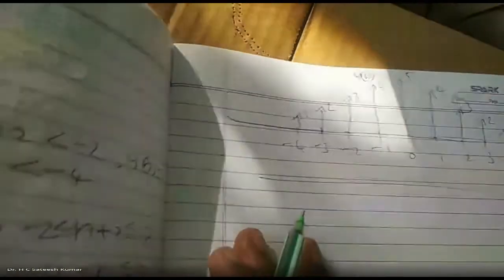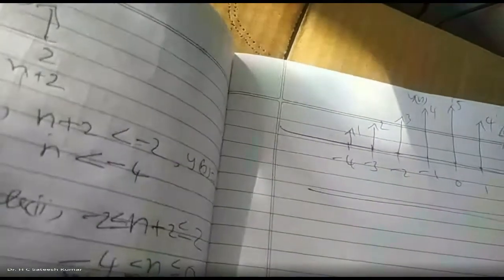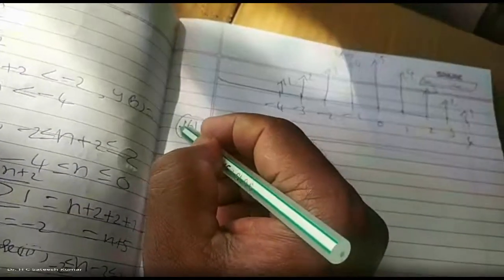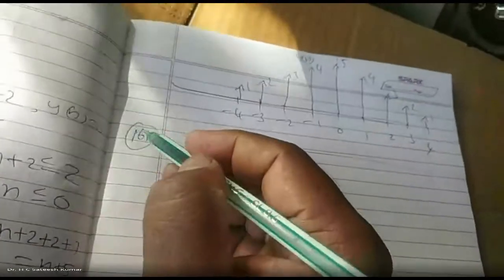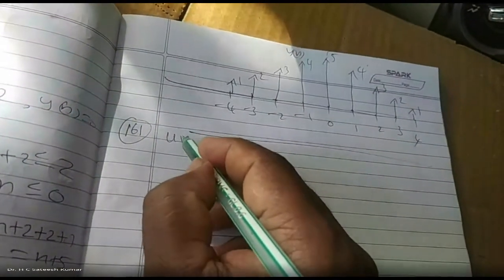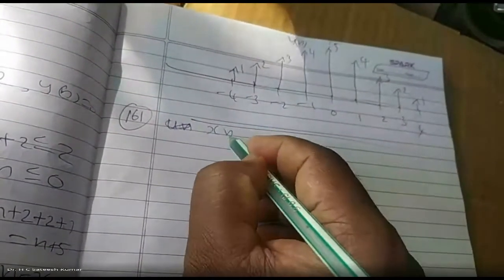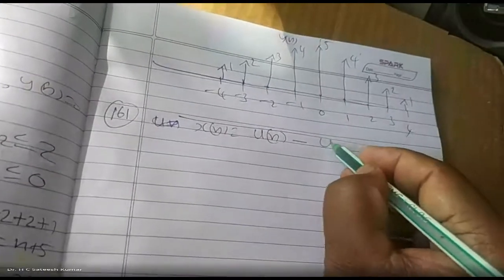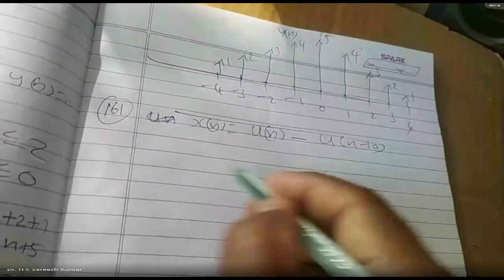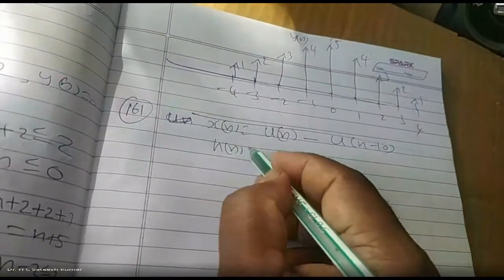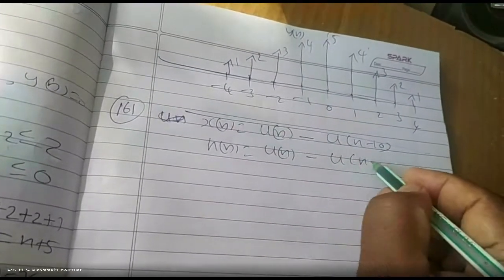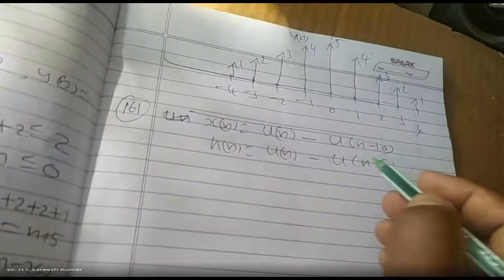Now, go for the next problem. Problem number 160. Let us see, x of n is equal to u of n minus u of n minus 10, and h of n is equal to u of n minus u of n minus 5. How to do this signal?